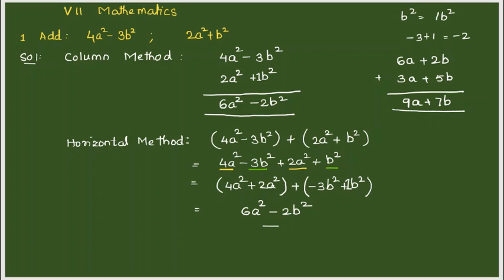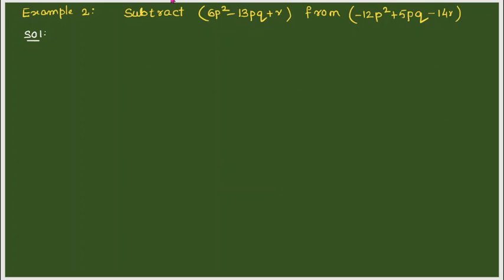This is the sum, the same as what you get by using the column method also. Example 2: you observe, children, it is asked to subtract 6p square minus 13pq plus r from another expression, that is minus 12p square plus 5pq minus 14r. This subtraction also can be done using two methods, column method as well as horizontal method.